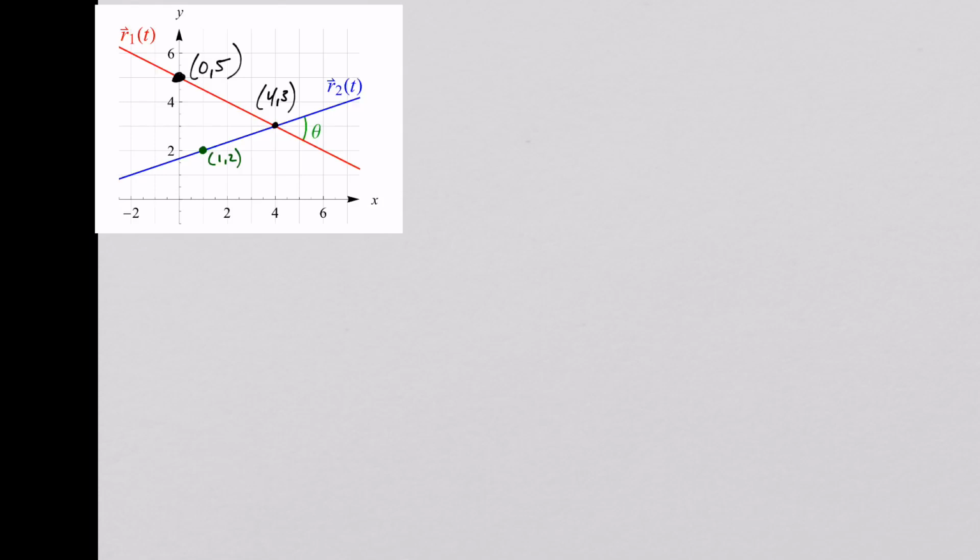We'll do r1 of t first. Say that r1 of t is equal to, well, r naught. So this first term is r naught, and then we know it's going to be plus t times this direction vector v. For r naught, I can pick any point, so I'm going to pick (0, 5), plus t times a direction vector.